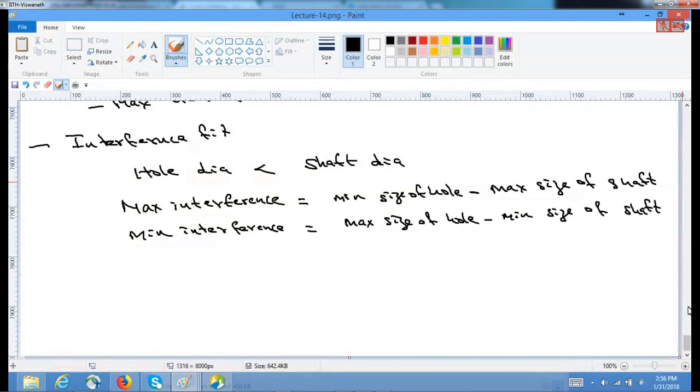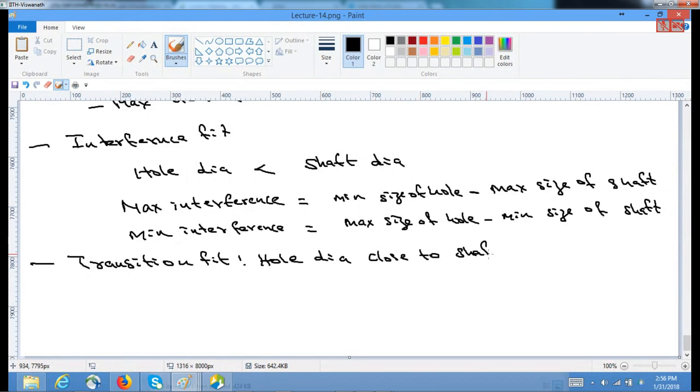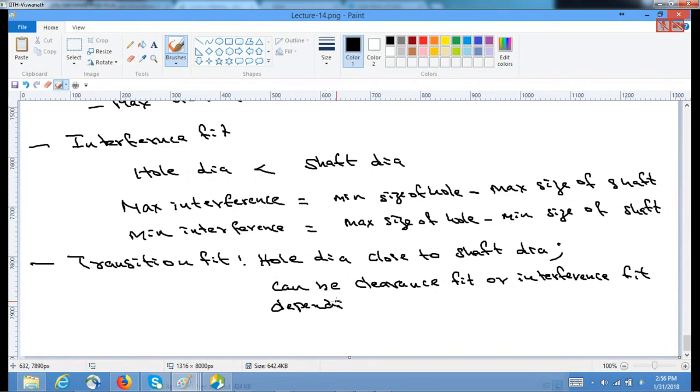Further, in the third case, for a transition fit, hole diameter is close to shaft dia, or it can be a clearance fit or interference fit, depending on the actual value of the tolerance.